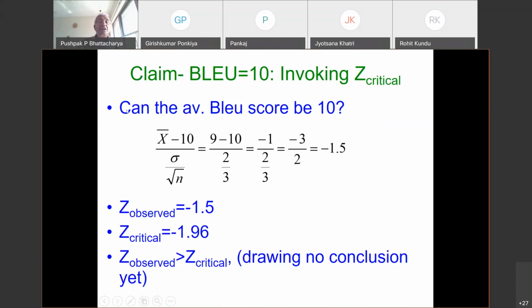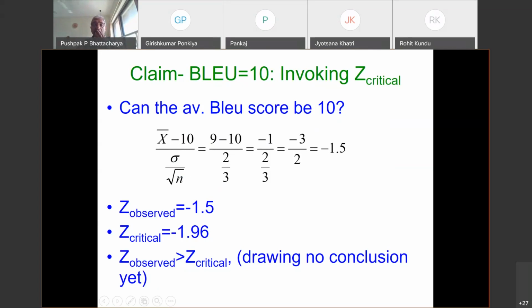I start with this question: can the blue score for Bhashantar be 10? So I do the following calculation: x bar, the sample mean, minus 10, divided by sigma by root n. So x bar is 9, the sample mean is 9. 9 minus 10 divided by 2, the standard deviation, and root n is root 9, which is 3. By doing these calculations, I come to the conclusion that this (x bar minus 10) by (sigma by root n) is minus 1.5. This I'll call Z observed.